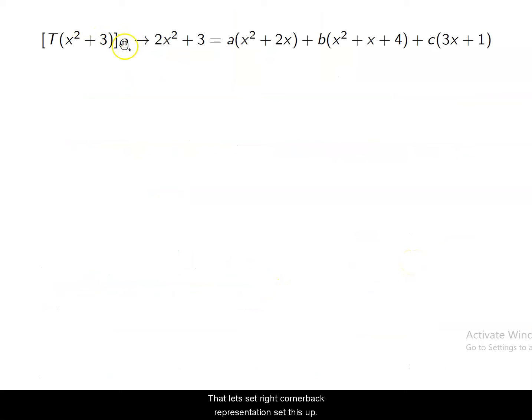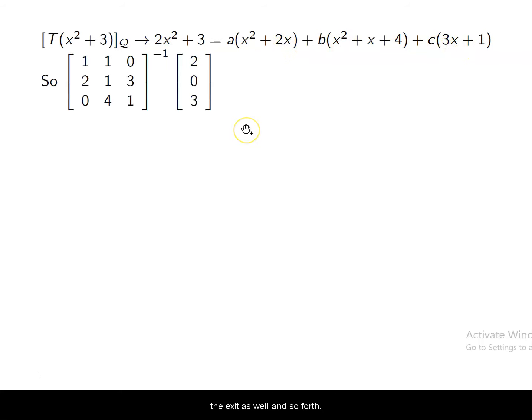So let's set this up, right? Coordinate vector representation. We know the easy way of doing this. This turns into a column vector. This turns into a column vector. This turns into a column vector. But we can write it out the long way, right? I know ax squared plus bx squared plus 0 has to be 2x squared. And I can do that for the x's as well and so forth. But we know how to do this, right? So this is the first column vector. This is the second. This is the third. This is my resultant vector.